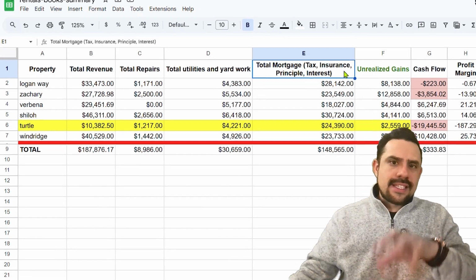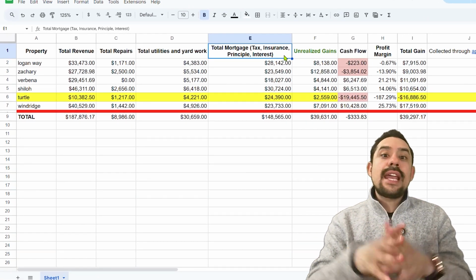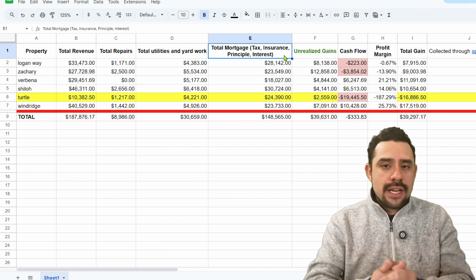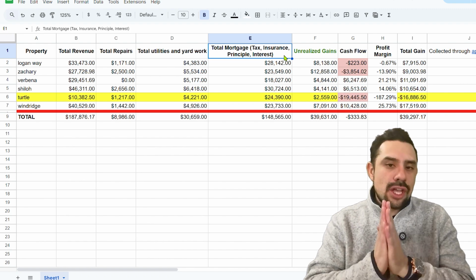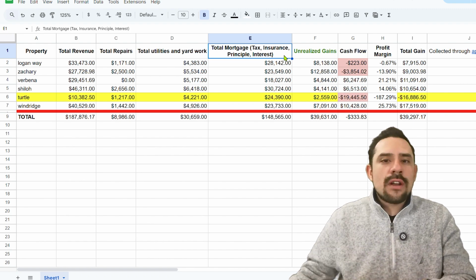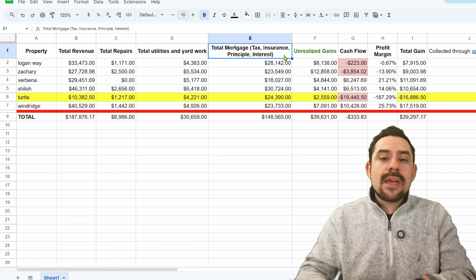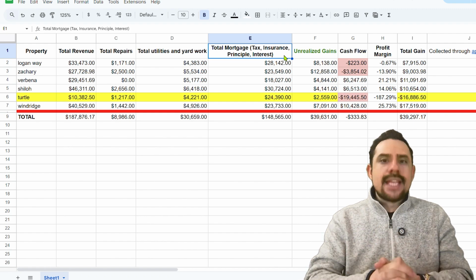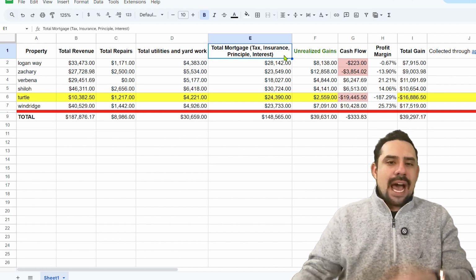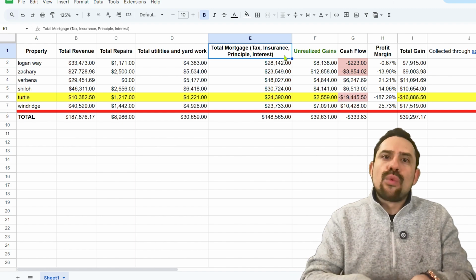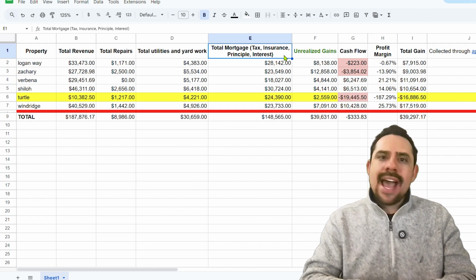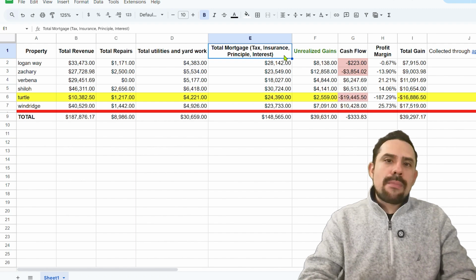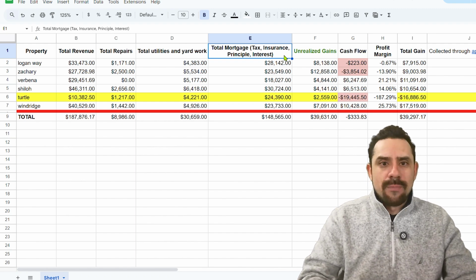The next column is the total mortgage, aggregating taxes, insurance, and the principal/unrealized gains. Shiloh has the highest here at $30,000 because it was one of my higher starting loan amounts and because my interest rate was around 5.5%. The lowest one is for Verbana at $18,000. This is because this home originally had the lowest loan amount at just $200,000, and it also had a great 3.5% rate on a 30-year loan.